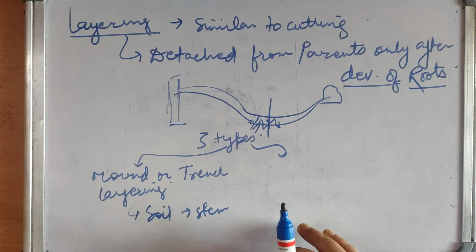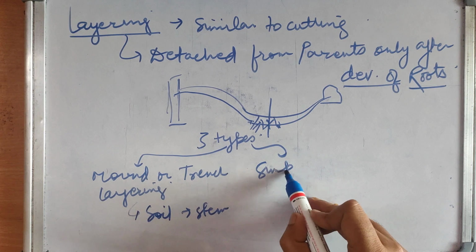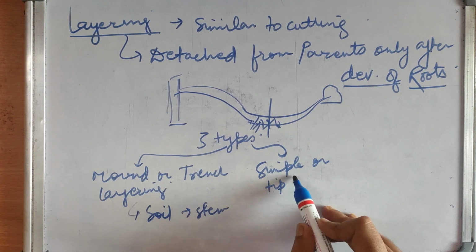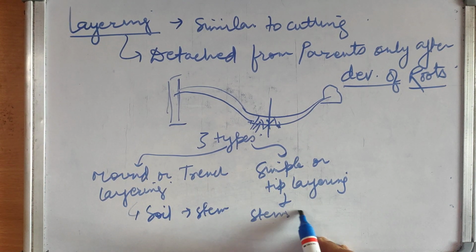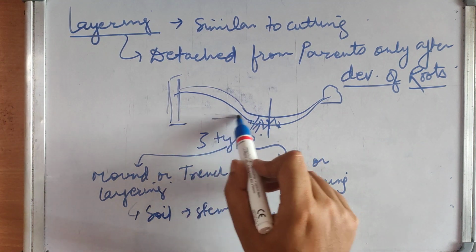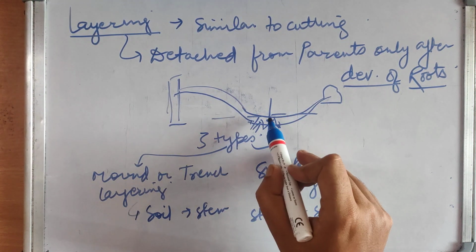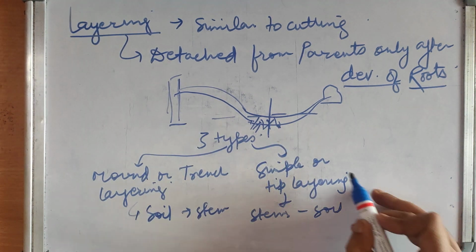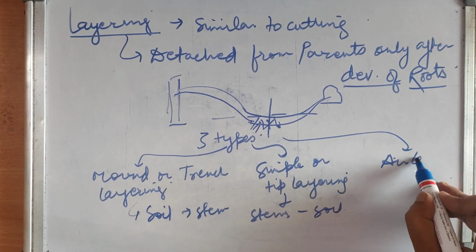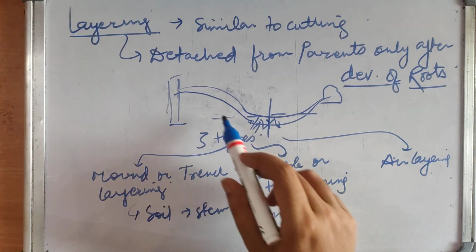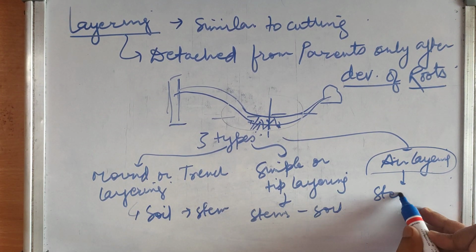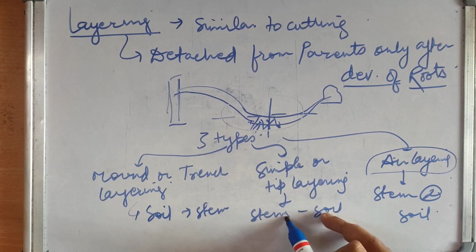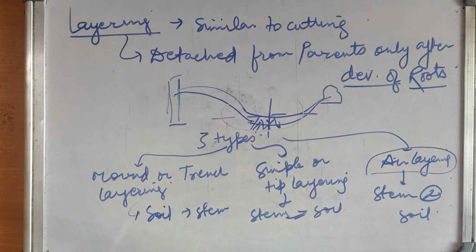Second one is simple or tip layering. Stems are lowered into soil. Suppose this is the stem and this is soil, the stem will be lowered into soil, and then we will let the roots grow and then cut. And third one is air layering. Here the stems are not covered by soil; they are in air and the roots grow there. So this was about layering.